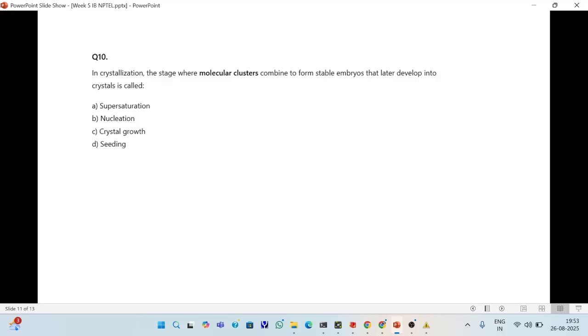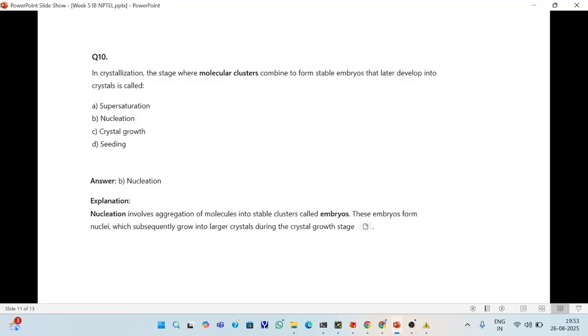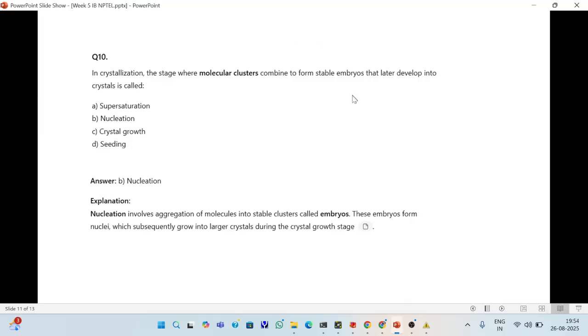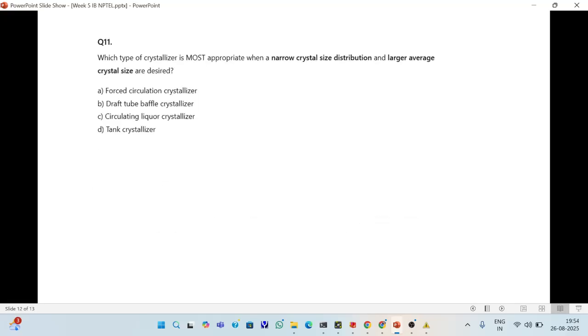Okay, let's see what is the correct answer to this question. It is B. Nucleation. So, nucleation involves aggregation of molecules into stable clusters called embryos, and these embryos form nuclei, which subsequently grow into large crystals during the crystal growth stage. So, in crystallization, the stage where molecular clusters combine to form stable embryos that later develop into crystals is called nucleation. I hope this is clear. Moving on to the next question.